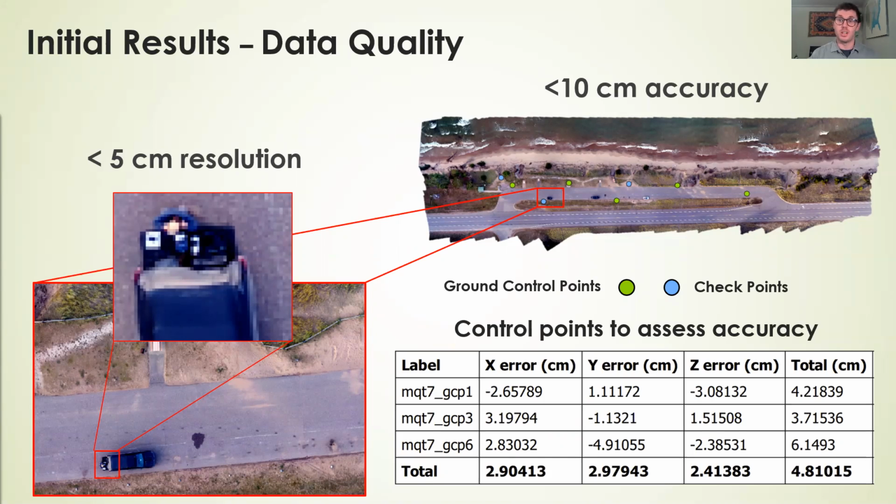And if done correctly, these data products can have less than 10 centimeter accuracy, which we evaluate using something called checkpoints. These are the same as ground control points previously described, but are not used to reference the image, but instead used after the fact to evaluate the accuracy of the image. In the scene to the upper right, you can see we have 5 ground control points in green and 3 checkpoints in blue. And based on these 3 checkpoints on the table to the bottom right, it looks like we have a total area error of around 5 centimeters, which is basically as good as it gets. That's really impressive.